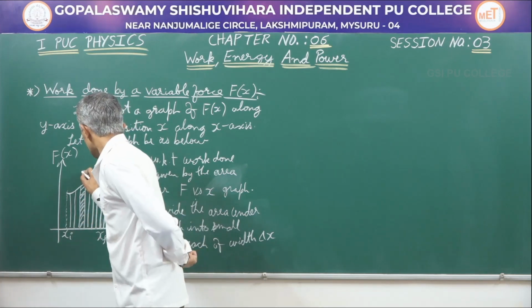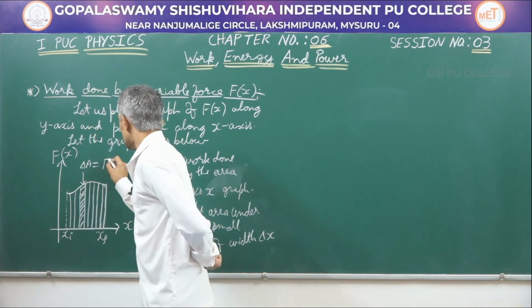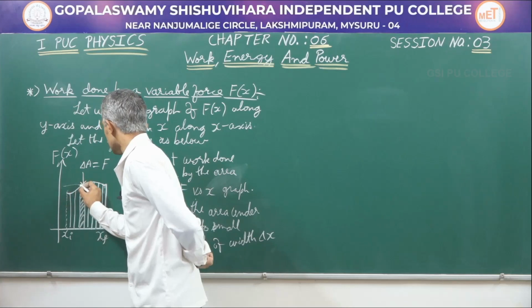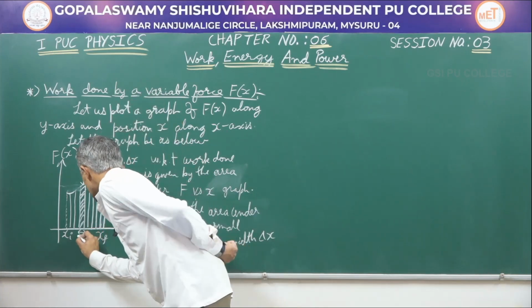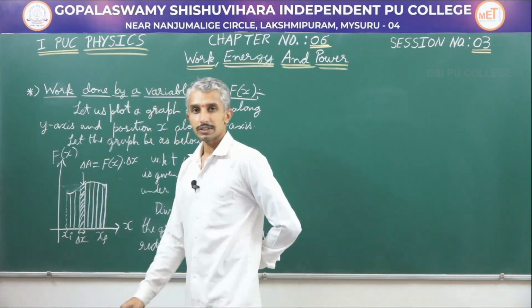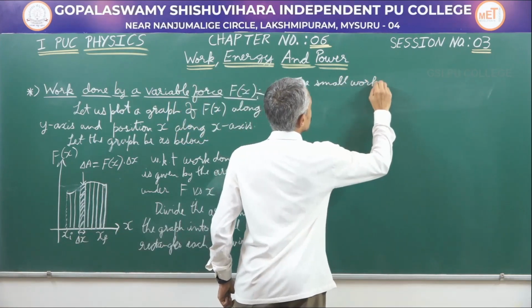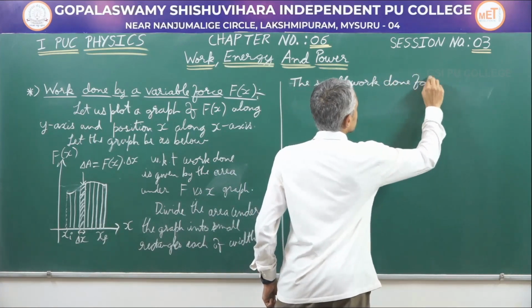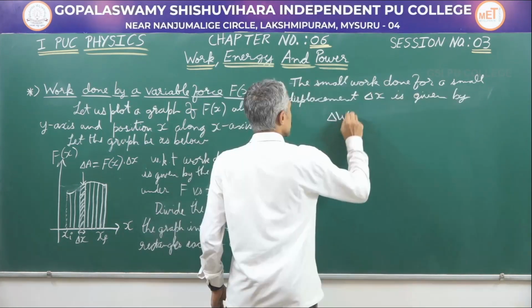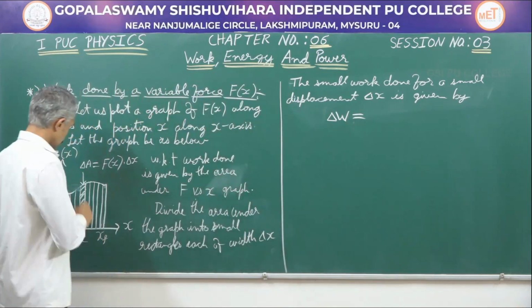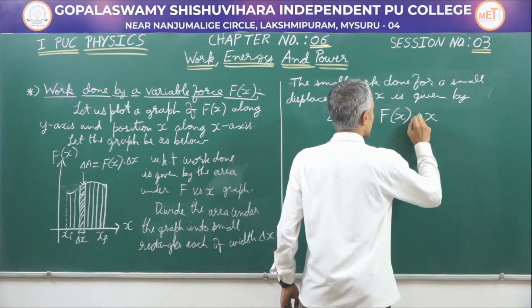Let one of such rectangles have an area delta A, which is equal to the force at position x into delta x. Here delta x is the small amount of displacement for which the force is considered to be constant. The small work done for a small displacement delta x is given by delta W, and this is equal to the area of this rectangle. So, this is force at position x into delta x.